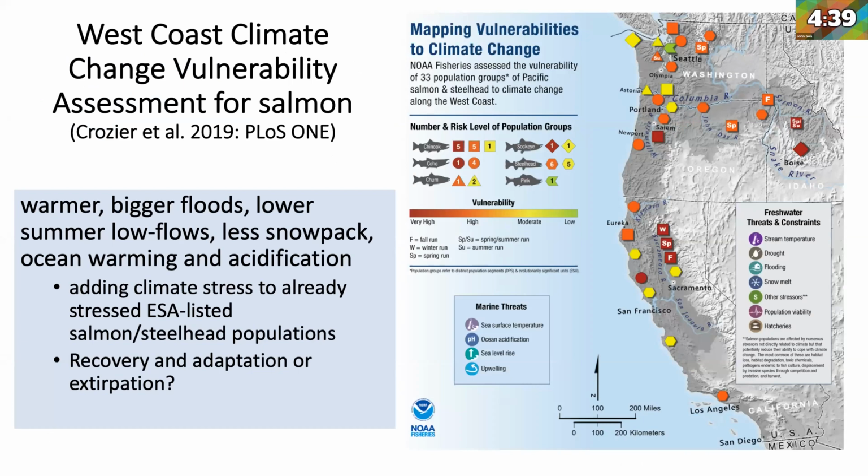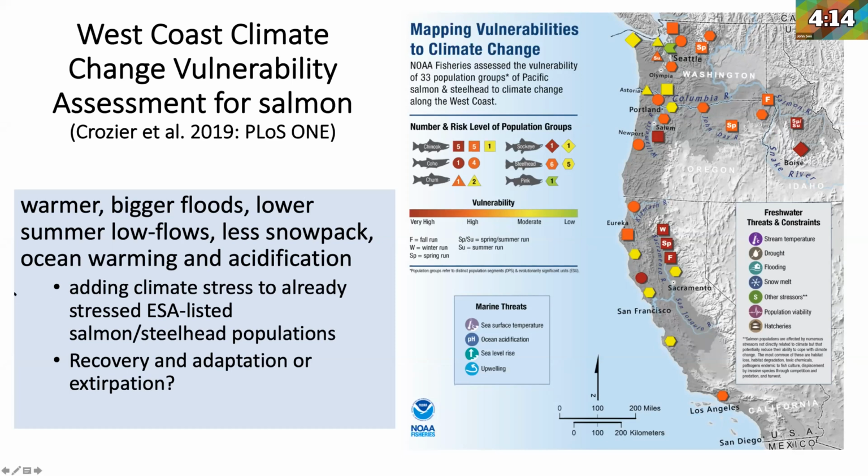And there have been a few climate change vulnerability assessments recently published. There was one focused on the ESA listed stocks along the West Coast and Western states that was published, led by Lisa Crozier. And in this case, we're adding climate stress to already stressed ESA listed salmon and steelhead populations. And of course, it makes things worse.